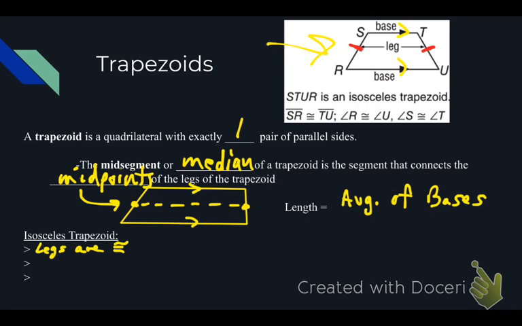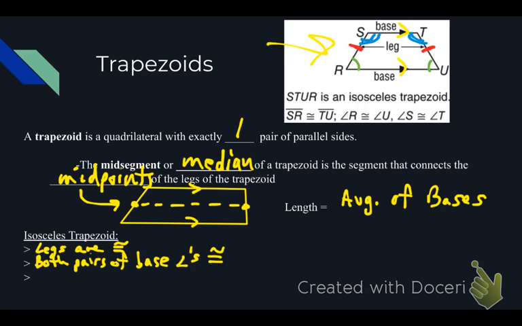2 other properties. Both pairs of base angles are congruent. So up in the diagram here, I'm just going to mark those. So base angle here, angle R is congruent to angle U, and angle S is congruent to angle T. Of course, they're not all congruent to each other, but R and U are congruent, S and T are congruent.